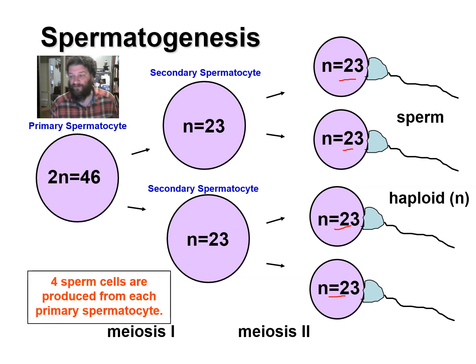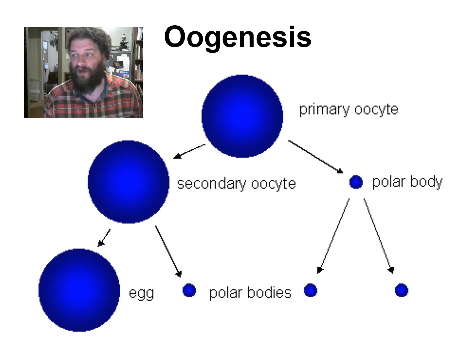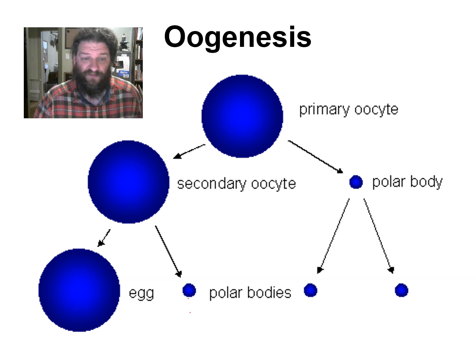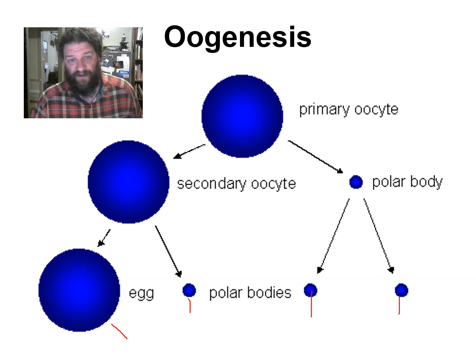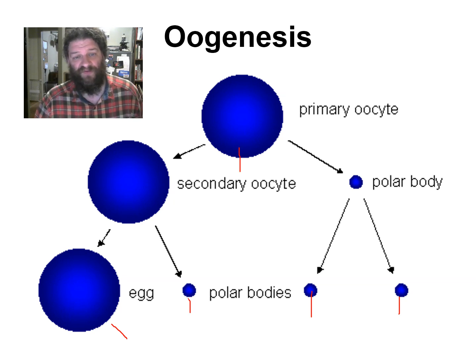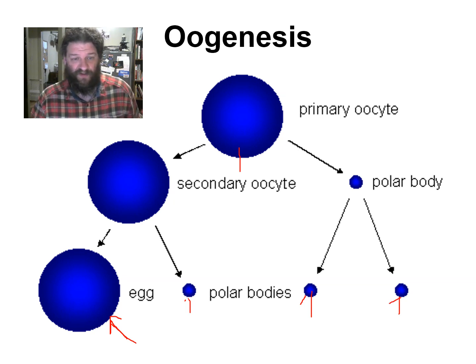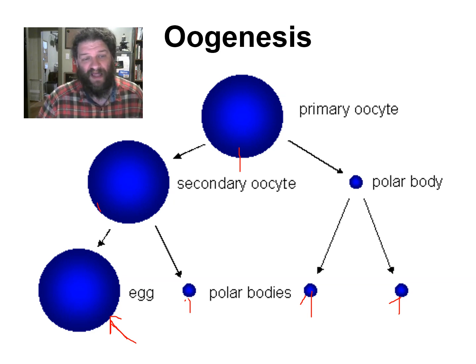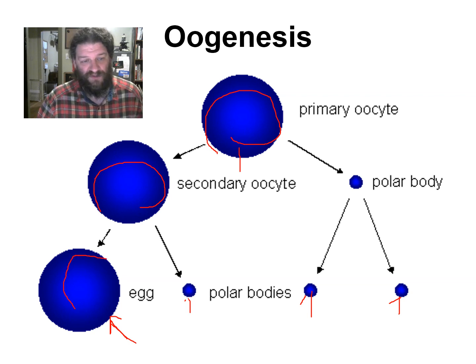All right, a little different from this is oogenesis. In oogenesis, though there are 4 cells that are produced, cytokinesis is unequal. And so from each primary oocyte, we only end up with 1 actual egg. The other 3 cells that are produced are called polar bodies and are reabsorbed and are not used. They don't contribute.